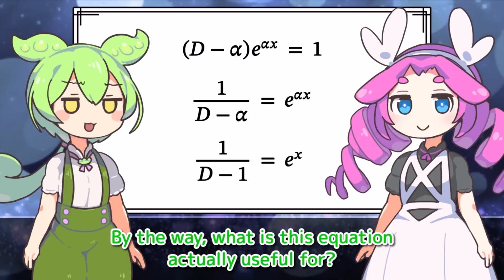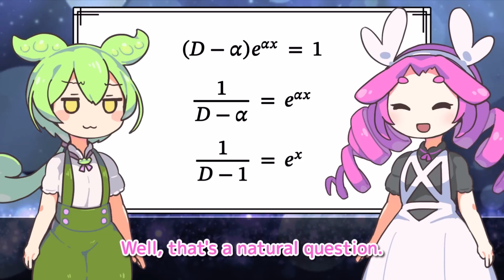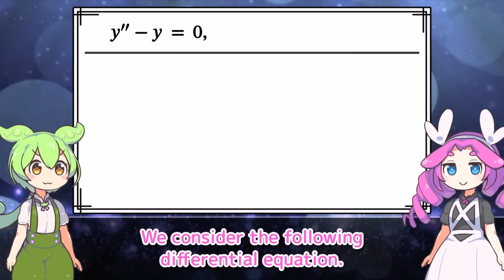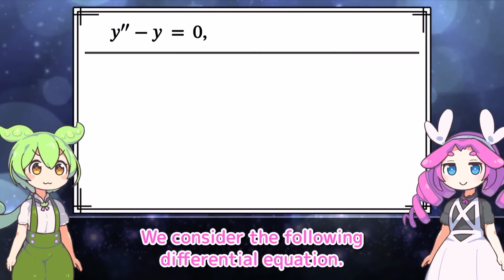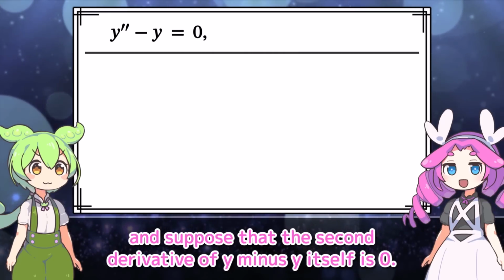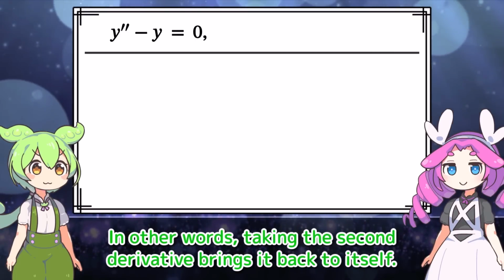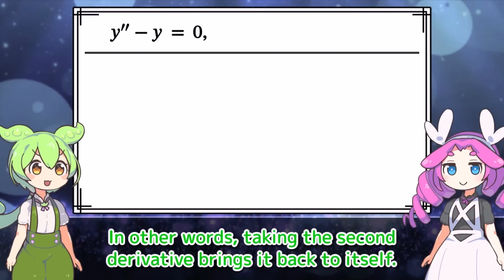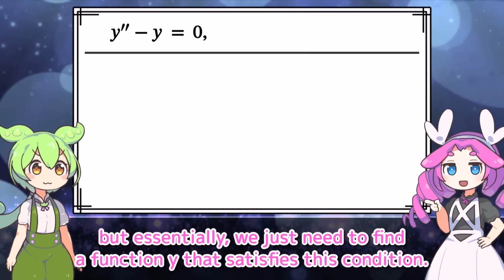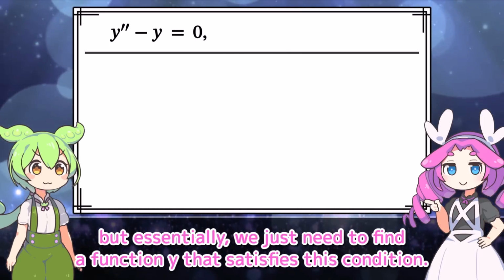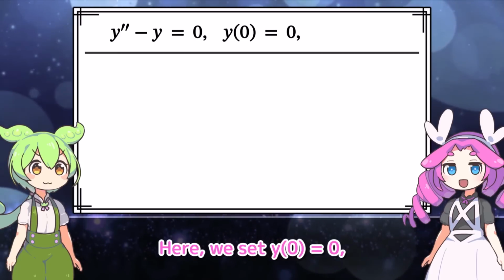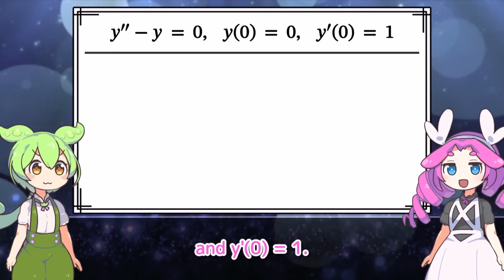By the way, what is this equation actually useful for? Well, that's a natural question. Let's take a look at an example. We consider the following differential equation. Let y be a function of x, and suppose that the second derivative of y minus y itself is 0. In other words, taking the second derivative brings it back to itself. The term differential equation might sound difficult, but essentially we just need to find a function y that satisfies this condition. Here we set y of 0 equals 0, and y prime of 0 equals 1.